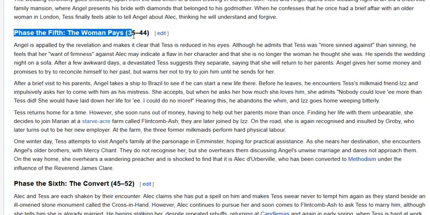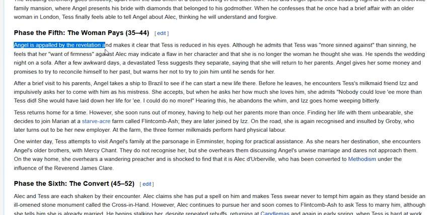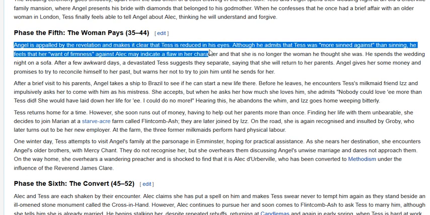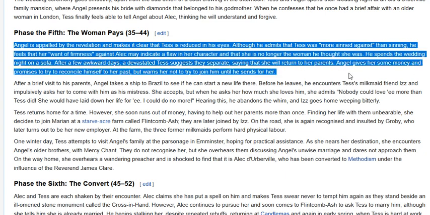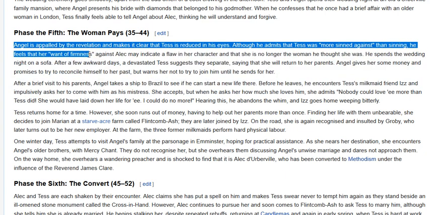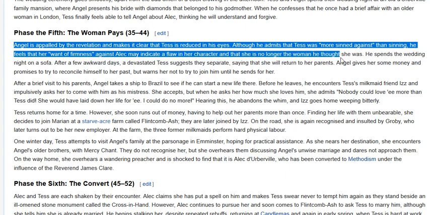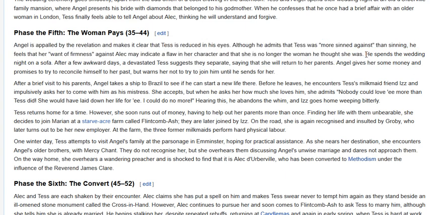Phase the fifth, the woman pays, from chapter 35 to 44. Summary. Angel is appalled by the revelation and makes it clear that Tess is reduced in his eyes. Although he admits that Tess was more sinned against than sinning, he feels that her want of firmness against Alec may indicate a flaw in her character and that she is no longer the woman he thought she was. He spends the wedding night on a sofa.